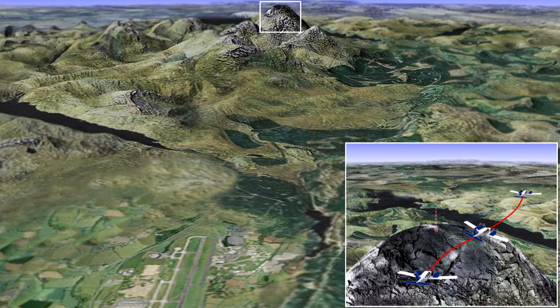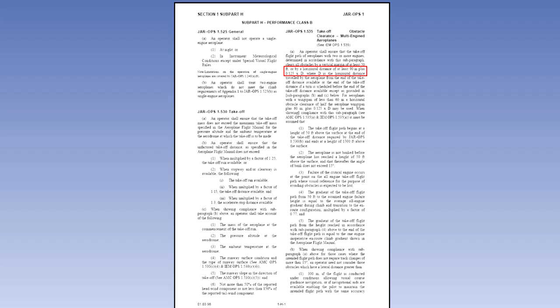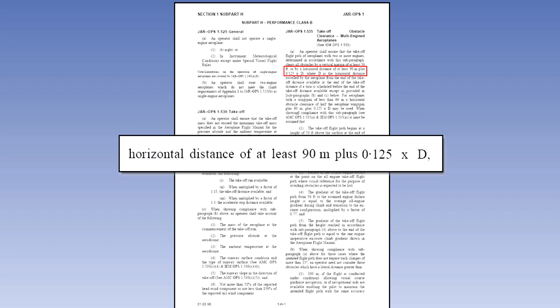JAR OPS 1 requires that if the obstacle cannot be cleared by a vertical margin of 50 feet, then the aeroplane must be able to demonstrate a minimum horizontal obstacle clearance. This horizontal clearance is calculated by using a simple formula. For a wingspan of 60 meters or more, the horizontal clearance is 90 meters plus 0.125 times d.